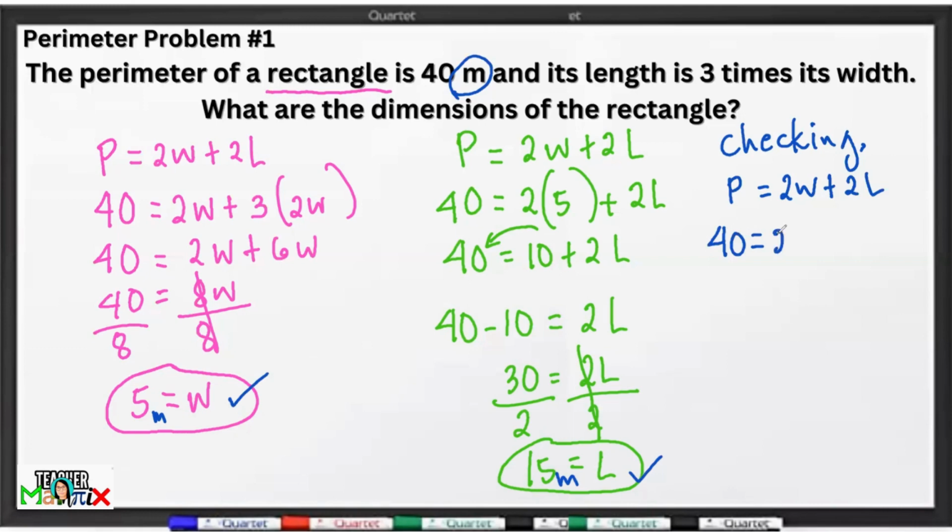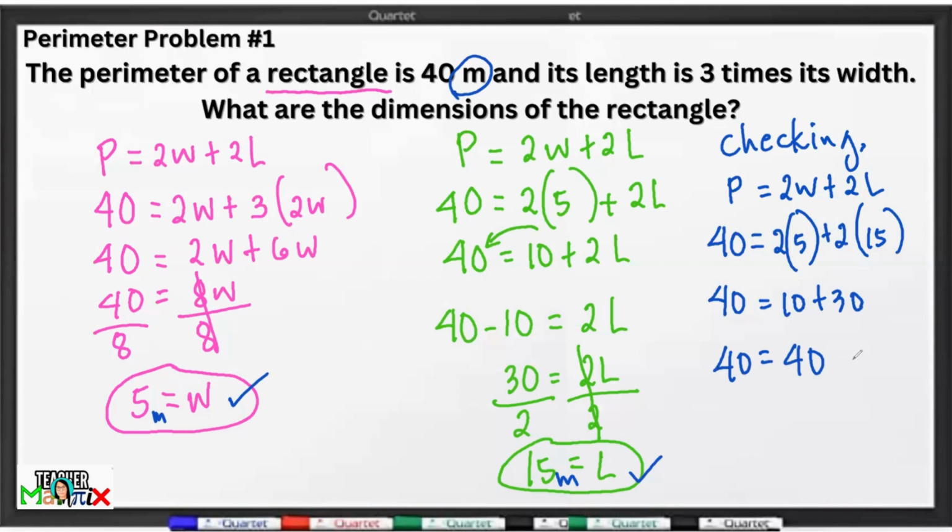Then, 2 times, ano yung W? 5. Plus 2 times, yung L natin, 15. Okay? Copy. 40 equals 2 times 5, that's 10. Then plus 2 times 15, that's 30. Then 40. 40 is equal to 40. 40 is equal to itself. Okay, true.